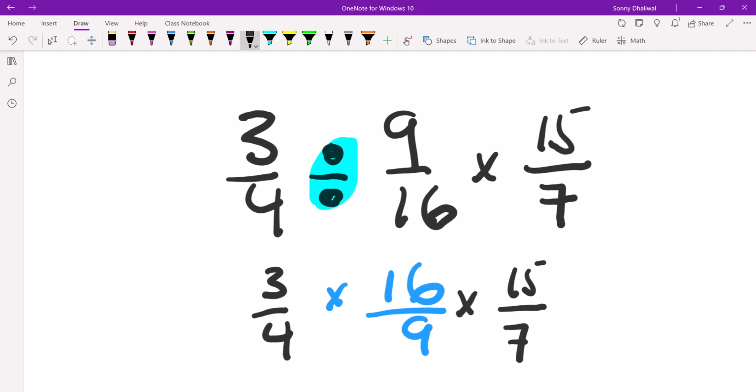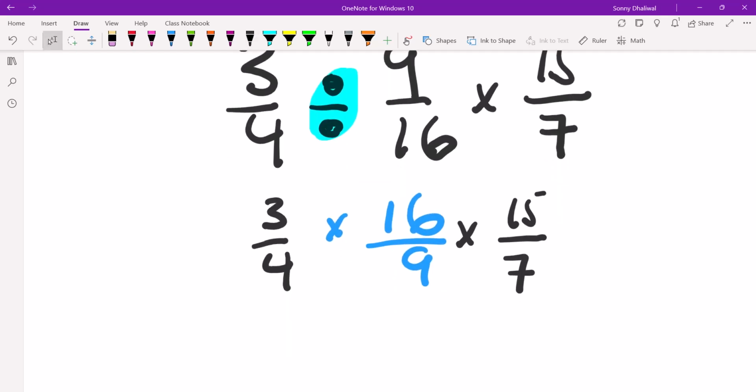Then we reduce, and we did questions like this before. Any top can be cleaned up with any bottom. So look across the tops and the bottoms. Is there any simplifying? Yes. 16 and 4. Well, can be divided by what number? 4. 4 divided by 4 is a 1. 16 divided by 4 is a 4.